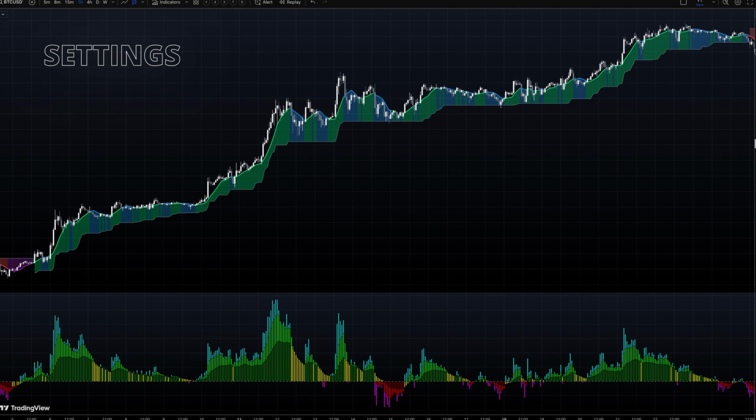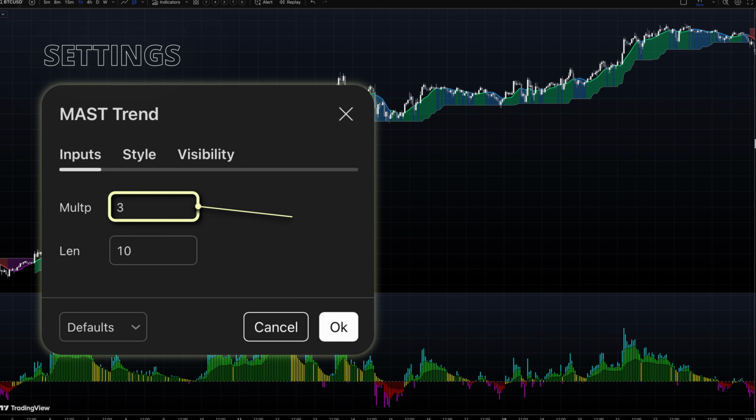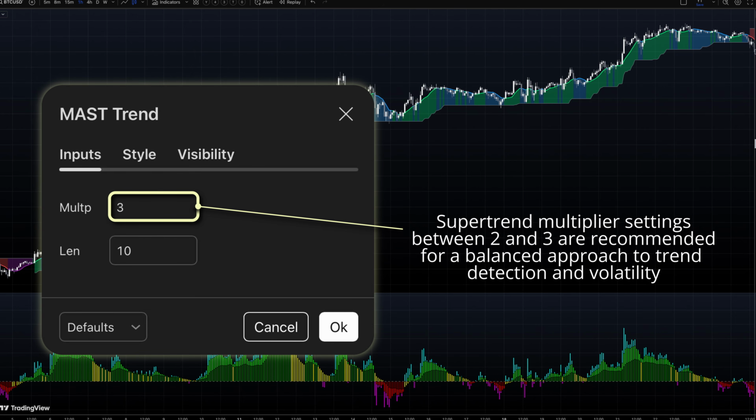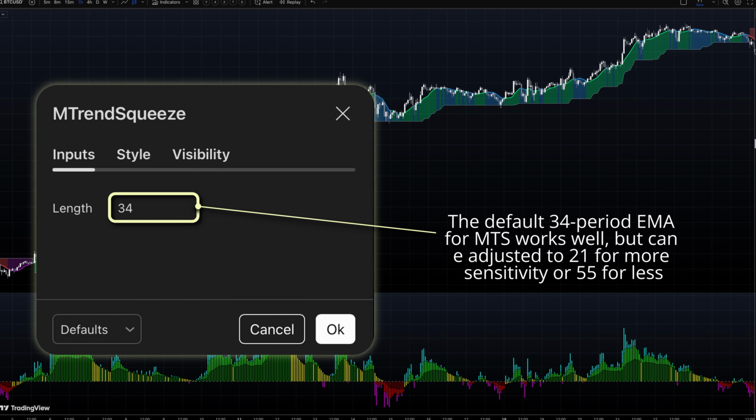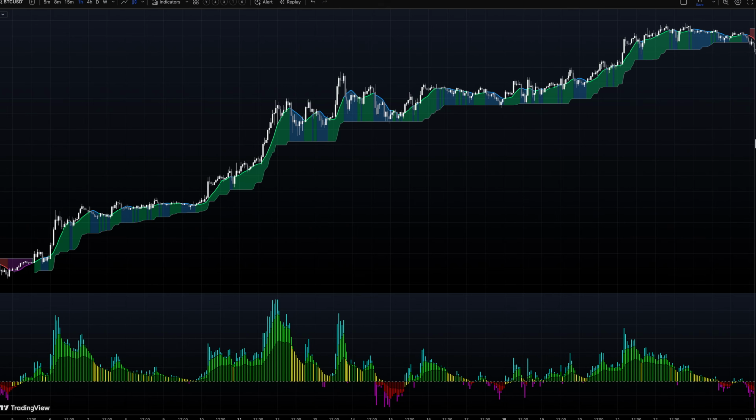Optimizing indicator settings. For MAST trend, super trend multiplier settings between 2.0 and 3.0 provide good results, with higher values reducing sensitivity. For Madrid trend squeeze, the default 34-period EMA often works well, though it can be adjusted to 21 for increased sensitivity or 55 for less sensitivity.